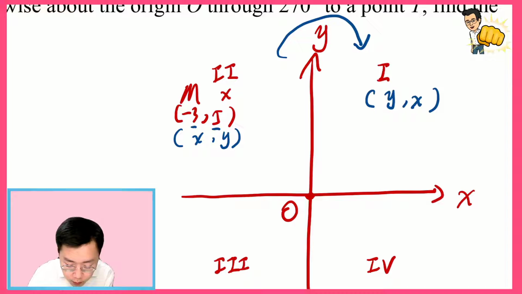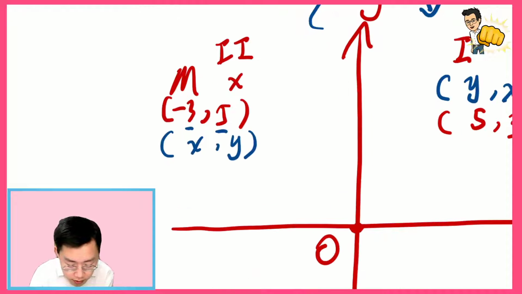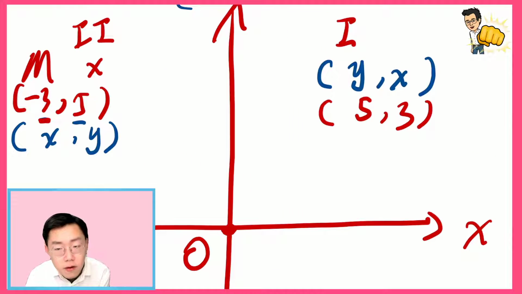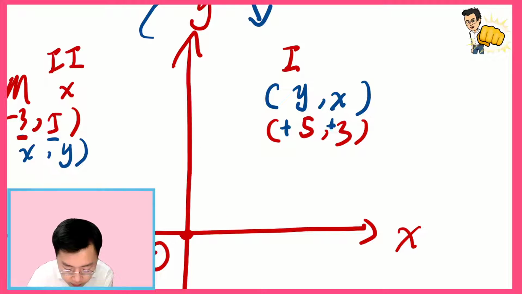For example, it becomes 5 and 3, because for point M, the value is 3 and 5. So now it becomes 5, 3. After I change the positions of the xy coordinates, I need to consider the size of the xy coordinates. For example, in the first quadrant, both the x and y values are positive numbers. So for this one, we just rotated 90 degrees.